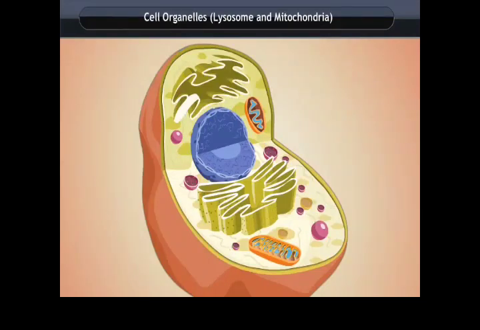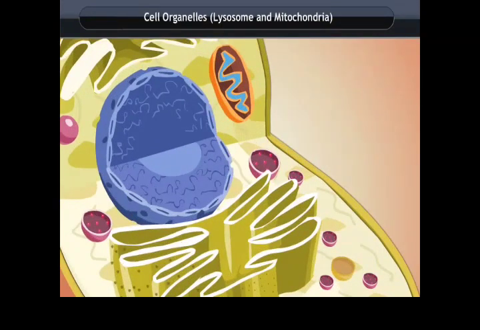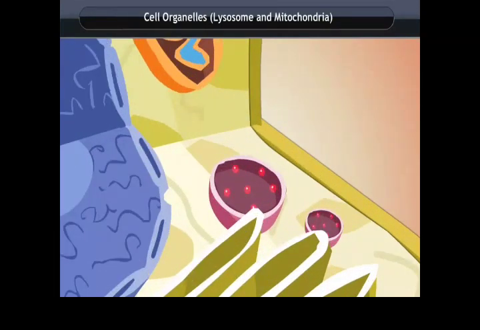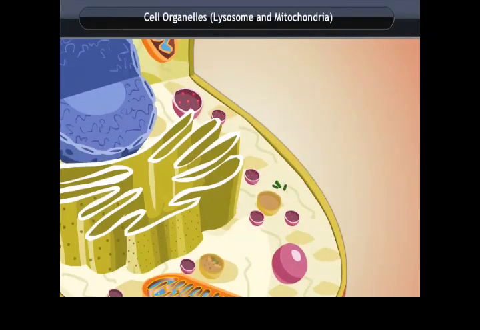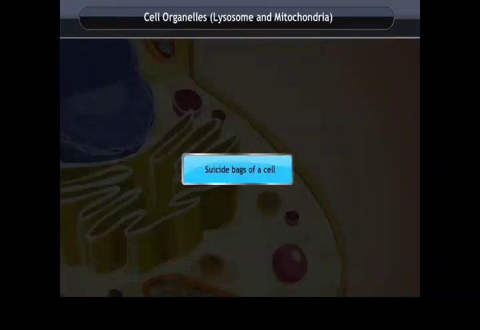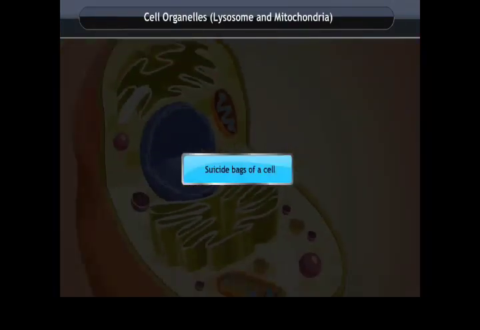Cell organelles. Lysosome and mitochondria. Lysosomes are a kind of waste disposal system of the cell. Lysosomes have powerful digestive enzymes. They engulf waste material and break it down into small pieces. Lysosomes are also known as the suicide bags of a cell.